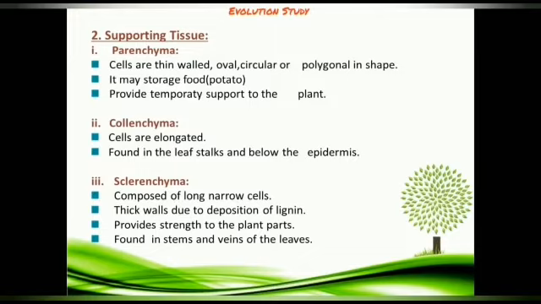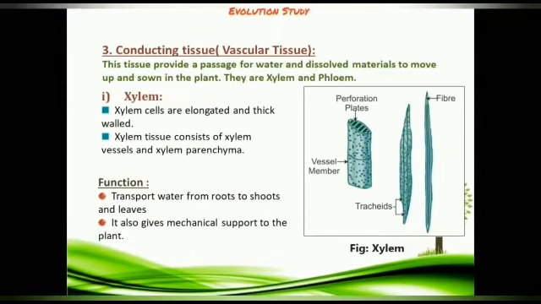And what are sclerenchyma? They are composed of long, narrow cells and they have thick walls due to the deposition of lignin, and they also provide strength to the plant parts, and they are found in the stems and the veins of the leaves. Conducting tissue, which is the vascular tissue as well.